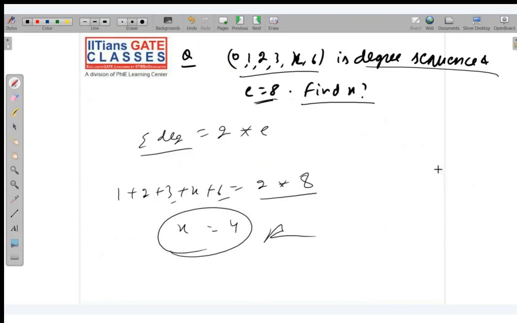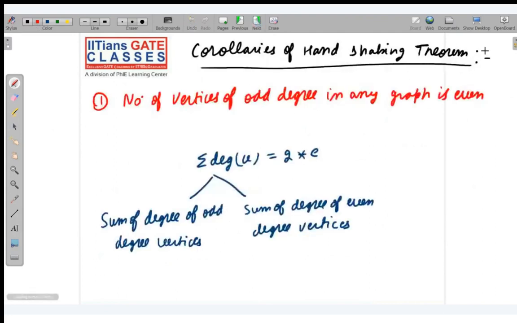So I think it was a very easy question. Take a snapshot. I will jump to the next slide. Next, we will study some corollaries of the handshaking theorem. A corollary is an extension. So first: the number of vertices of odd degree in any graph is even.